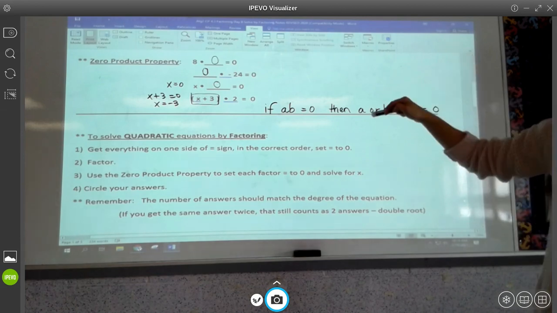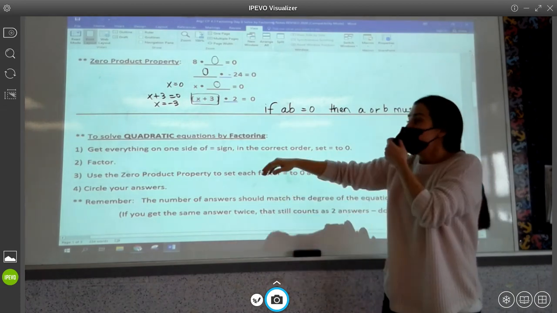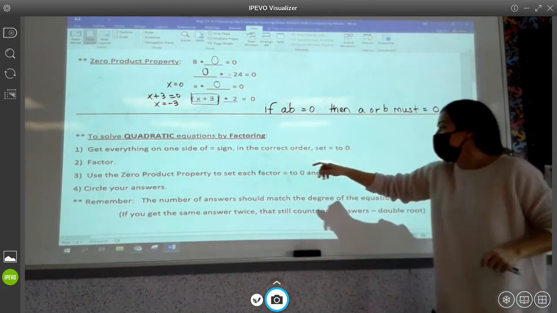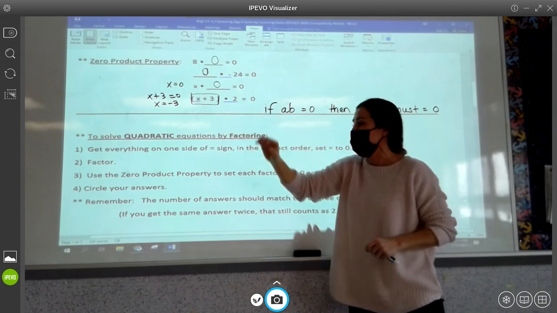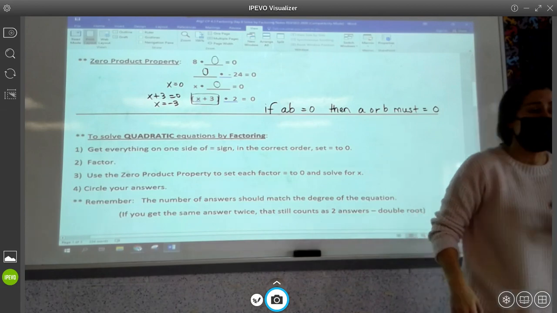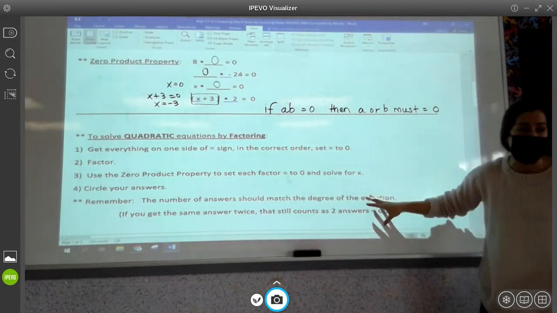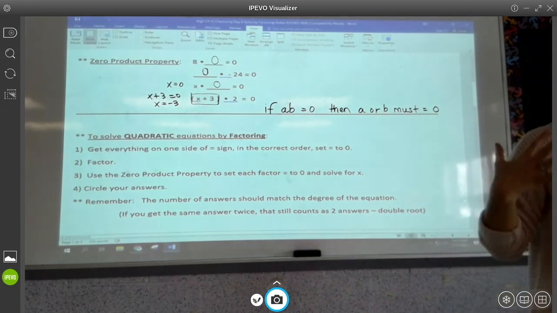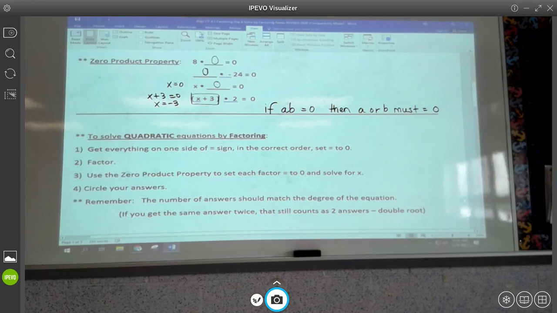So now, if we look at it, if you want to solve a quadratic equation by factoring, I gave you a list of steps. The first thing you want to do is get everything on one side set equal to 0, so we can use the zero product property. Then we're going to factor it. Then we're going to set each factor equal to 0 and solve. And just remember, the number of answers should match the degree of the equation. So if we're solving a degree 2 equation, we should be getting 2 answers. All right, here we go. Let's do it.